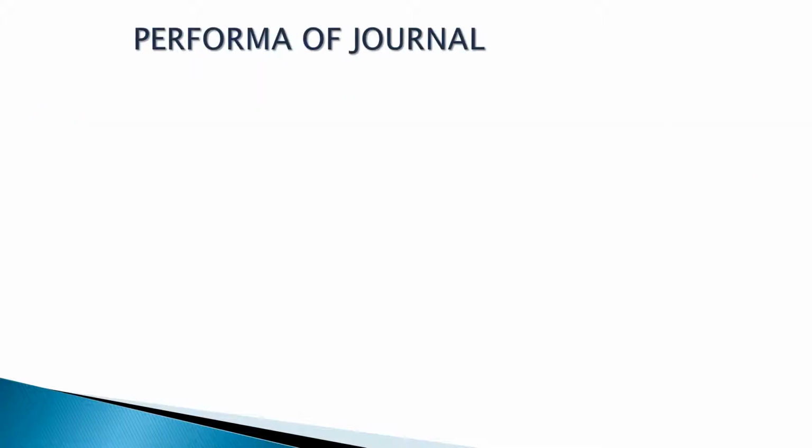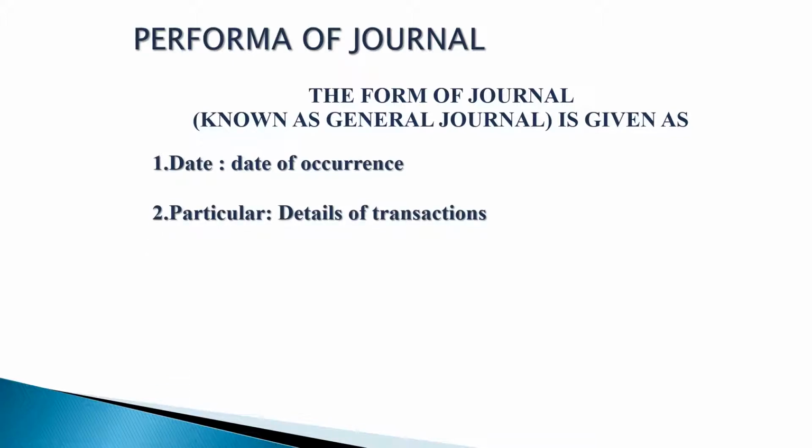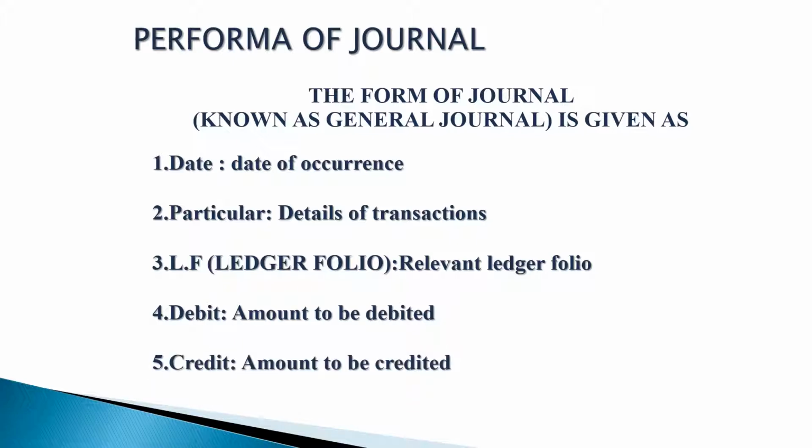Journal has a specific proforma to fill. The form of journal known as general journal is given as follows. Date: it is the column in which the date when the transaction was made is recorded. Particulars: the two aspects of transactions are recorded here, that is, the details regarding aspects to be debited and credited. Ledger folio: the transactions entered in the journal are later posted in the ledger. The relevant ledger folio is entered here. Debit: amount to be debited is entered here. Credit: amount to be credited is entered here.